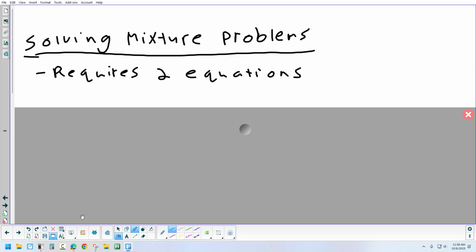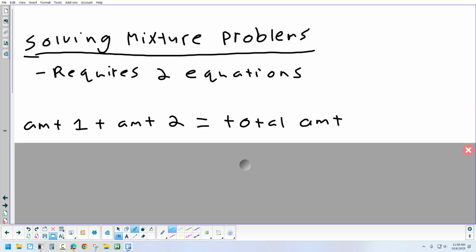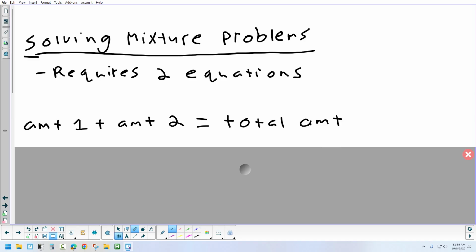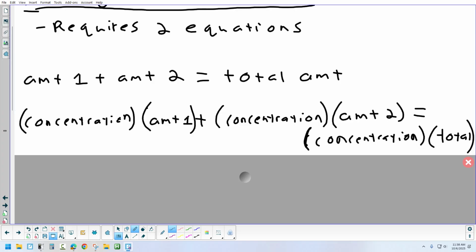All right? So that's why it requires 2 equations. One equation is for your total amount. In this case, it would be 100 gallons. And the second equation is for the concentration, 83% in this case. So you're going to need to know the concentration of solution number 1, which I said was 80%. We'll write that as a decimal though. We got to use point. It'd be 0.8.